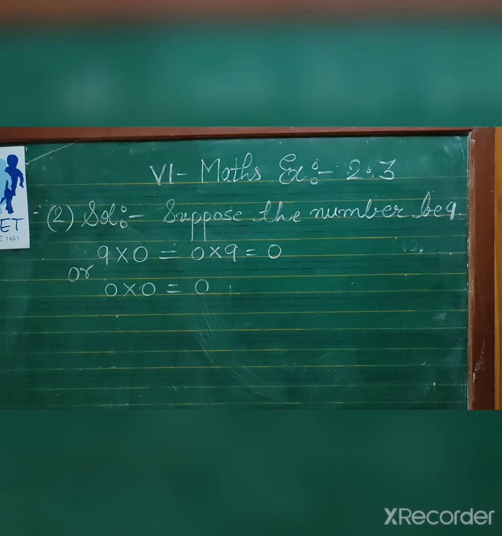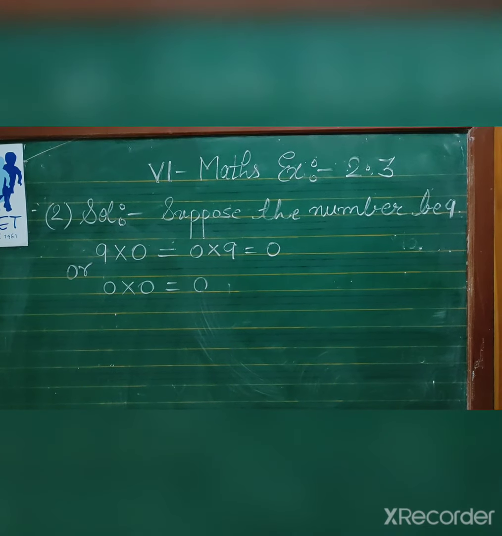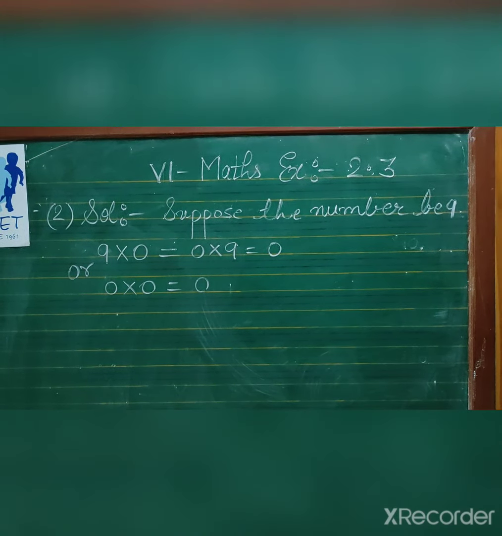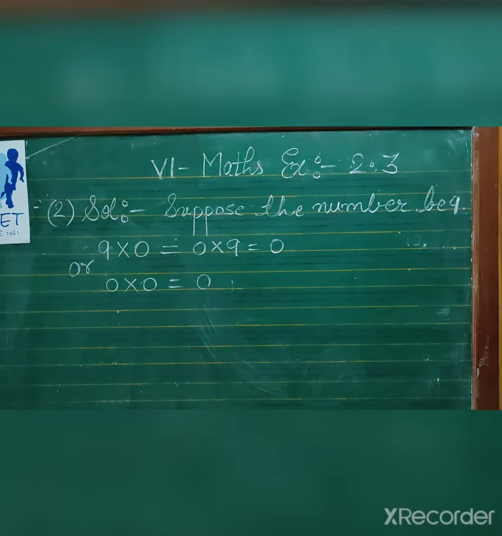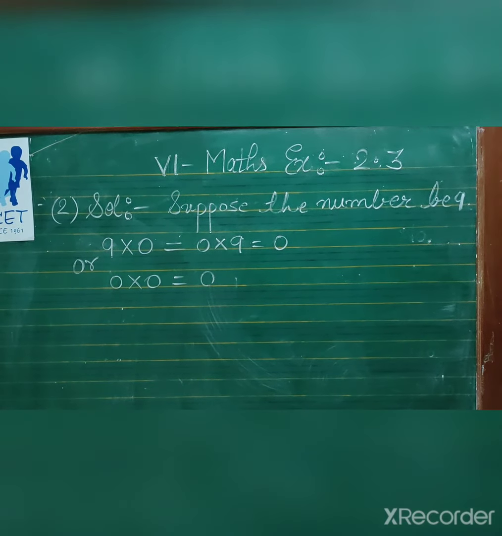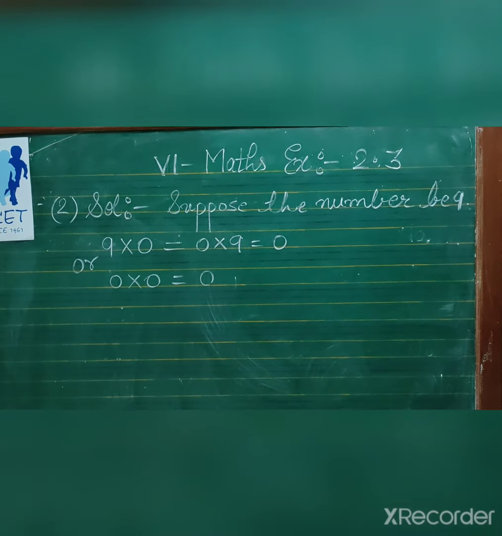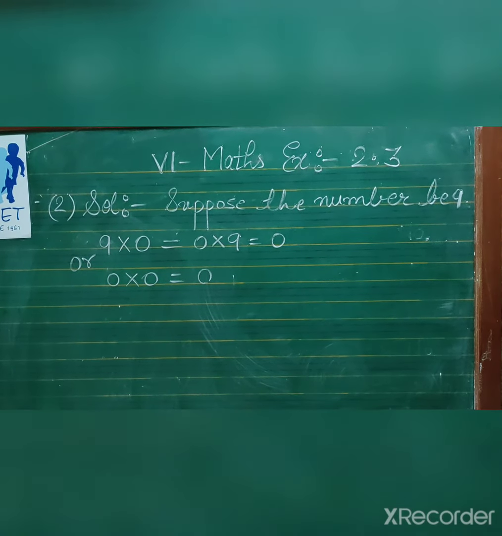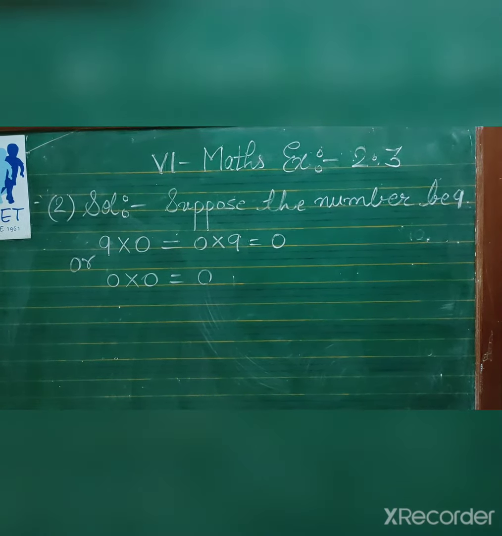Now next question is, if the product of two whole numbers is 0, can we say that one or both of them will be 0? Justify through examples. Okay, let us solve. So in the second question you can see, suppose the number be 9. You can assume any number. So 9 into 0 or 0 into 9, 0, or 0 into 0 is equal to 0. So one number may be 0 or both the numbers may be 0.